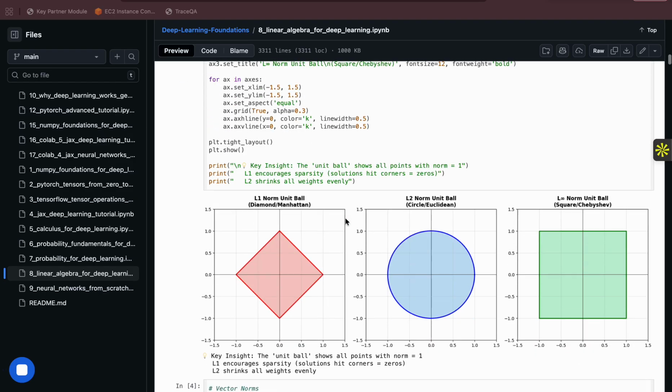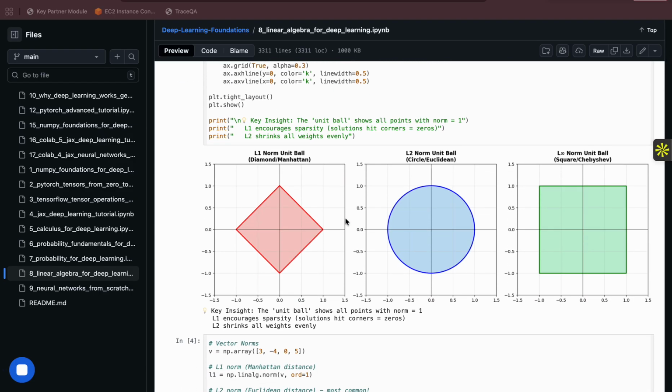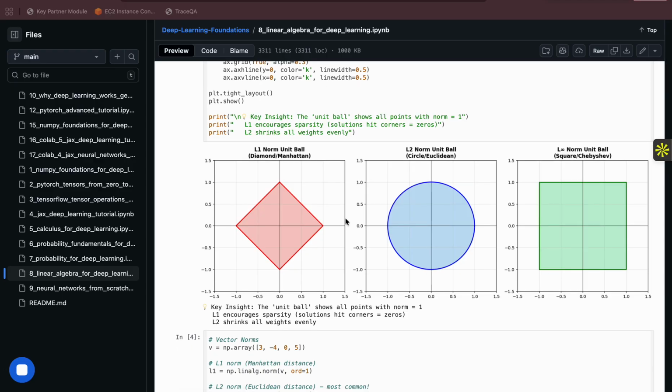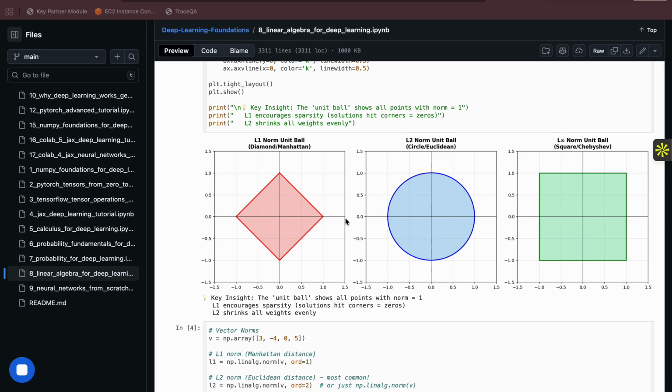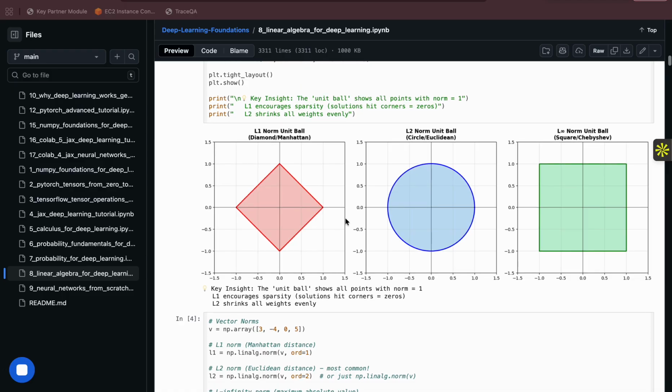Here we visualize the unit balls for L1, L2, and L infinity norms, showing their geometric shapes. The plot demonstrates how L1 creates a diamond shape that encourages sparsity, while L2 creates a circle.